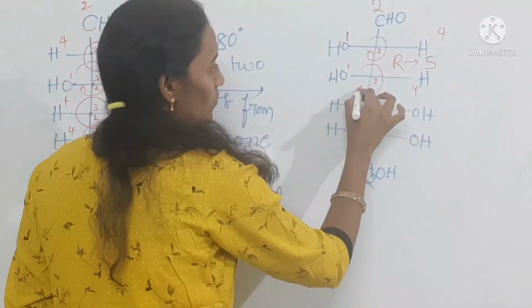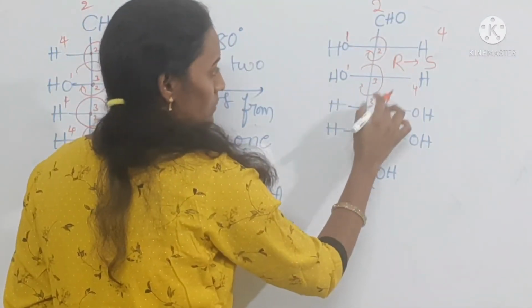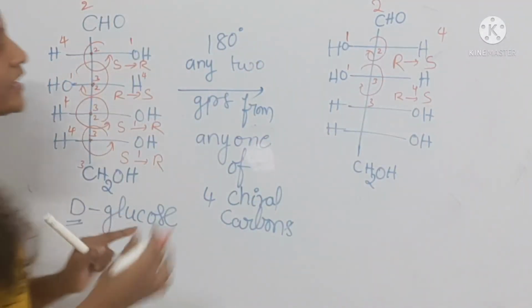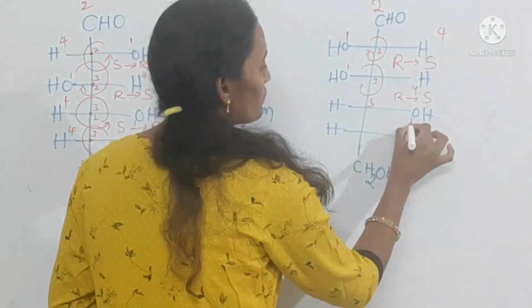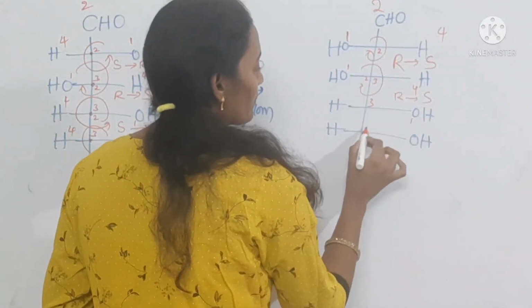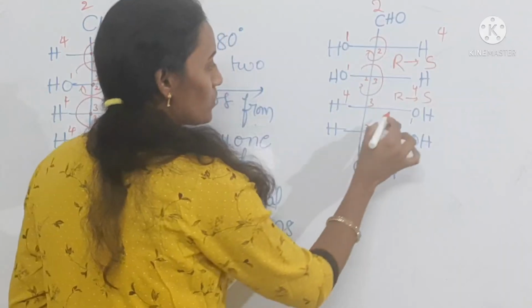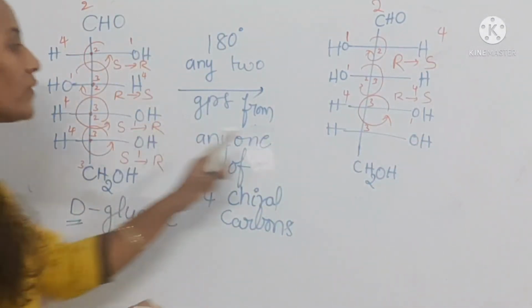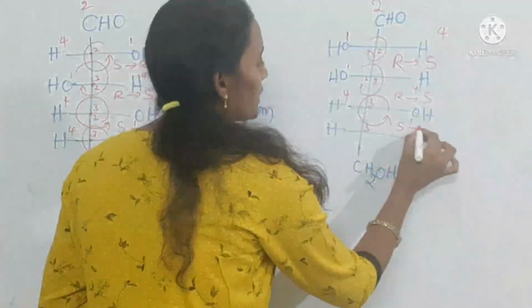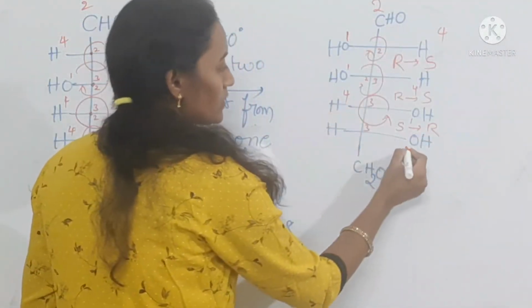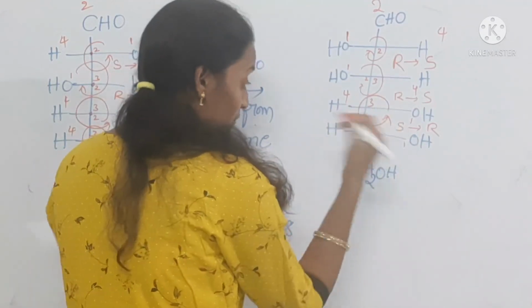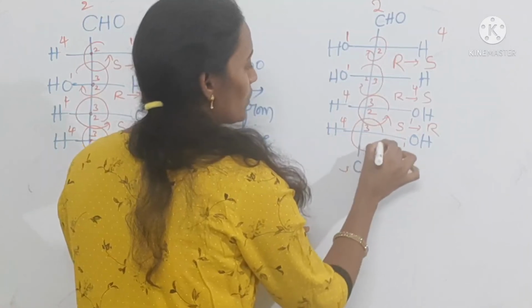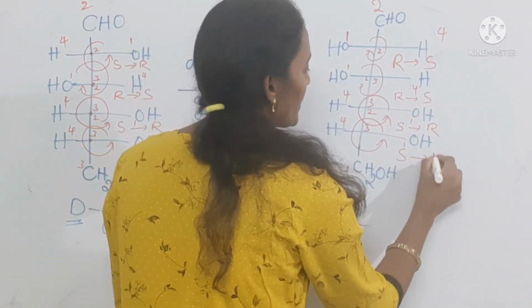Here also clockwise direction, 1, 2, 3, students. R becomes S. Okay, see, remaining all are the same. Next, 1, 2, this is 3 and this one is 4. See, anti-clockwise direction. That means S becomes R here. Next one: first priority, second, third, fourth. Here also anti-clockwise direction, S becomes R.